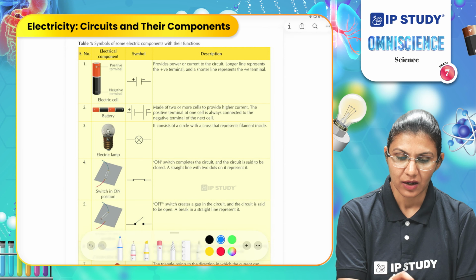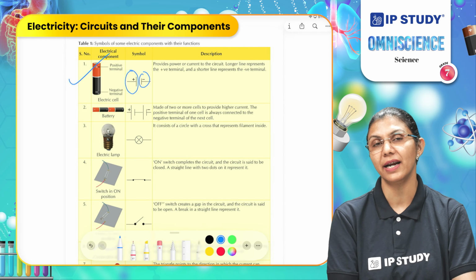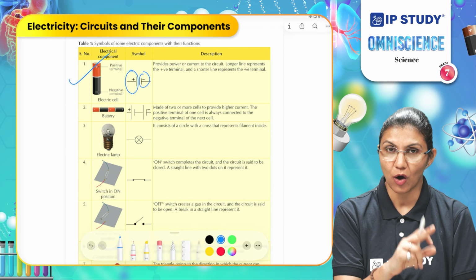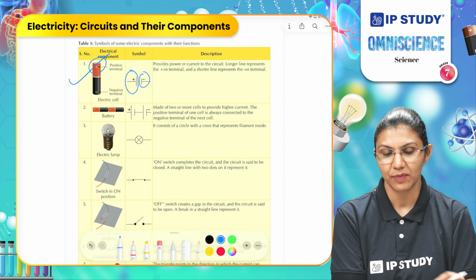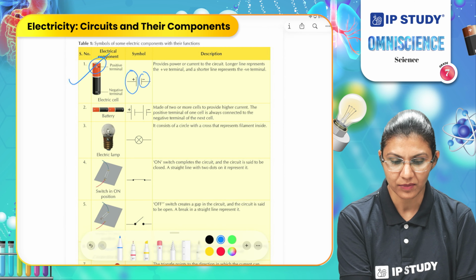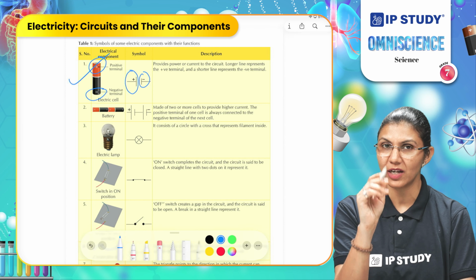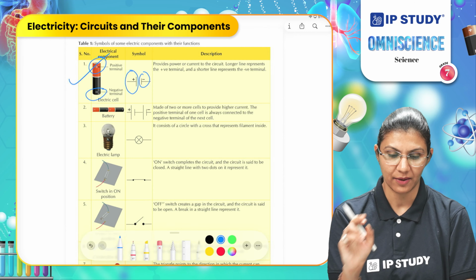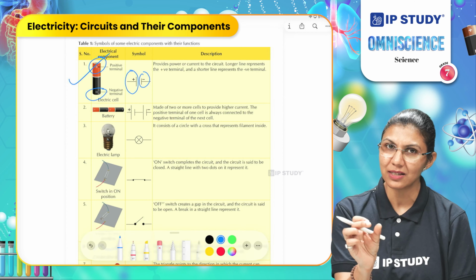Let's check this. To show a cell, we need two strands, one longer strand and one shorter strand, connected through wires of the circuit. The longer strand shows the positive terminal, meaning the tip of the cell, and the negative terminal is denoted by the shorter strand, which is the base. So in any circuit, if one longer strand, the positive, and one shorter strand, the negative terminal, is drawn, that is showing one cell. If we are using more than one cell, we are using a battery.